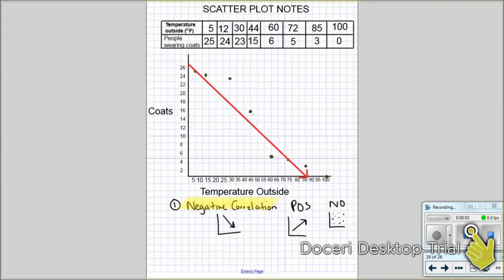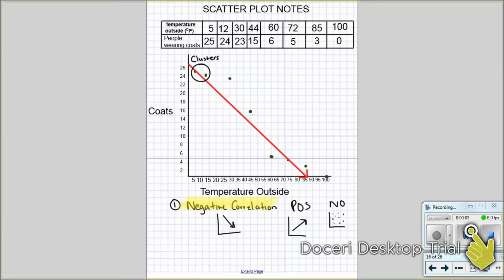So if we look at our scatter plot, one place that I would consider a cluster are these two points up at the top. So if you haven't already, go ahead and circle those, and we're going to label that a cluster. So those 2 points would be really our first 2 points, 5, 25 and 12, 24. So as the temperature changes just a little bit, the coats stayed the same, basically. Just changed by 1, so that's a cluster.